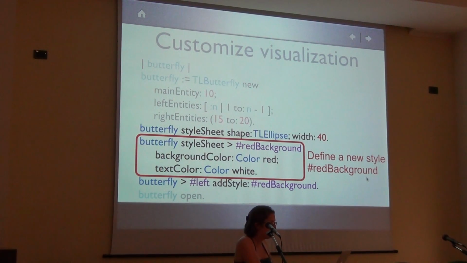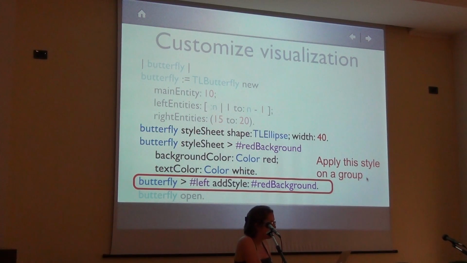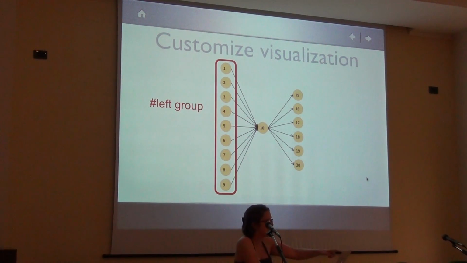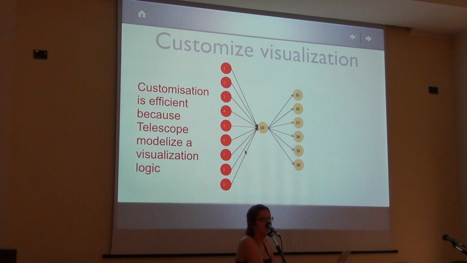So we define a new white background style, and we apply it to the left group. This is the left group, and so that is how it has been. And as you can see, all the nodes of the group have been modified.